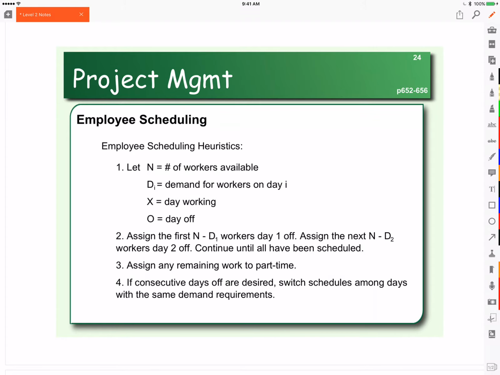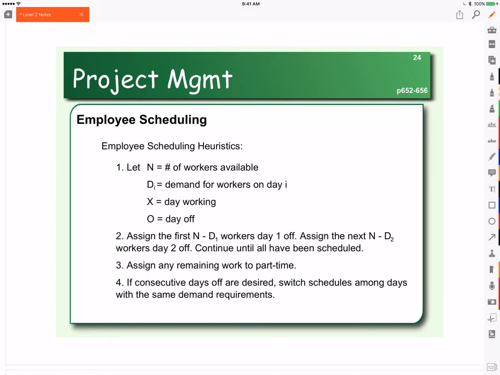When we are working on a project, we need staffing. We need employees to help us with that. And so as part of project management, we need to schedule our employees. We need to know how many workers we have available working for our company and what the demand is at any particular day or time, so that we can figure out who's working and who has the day off.